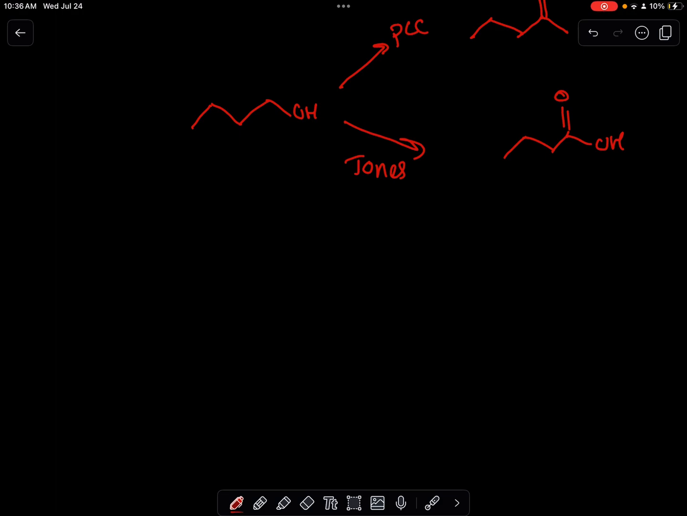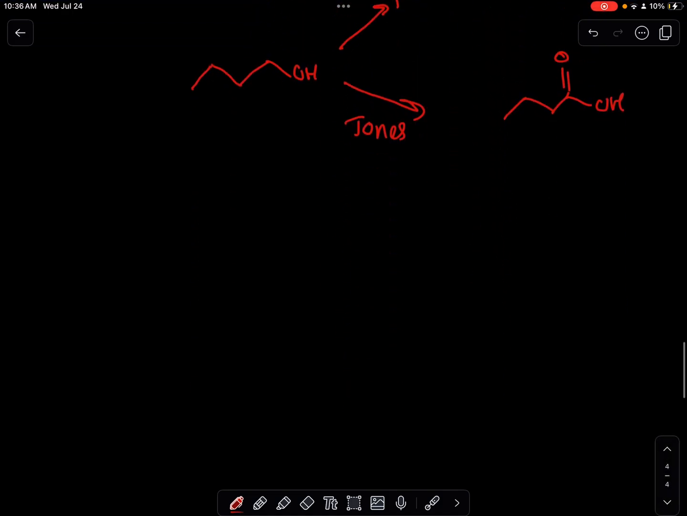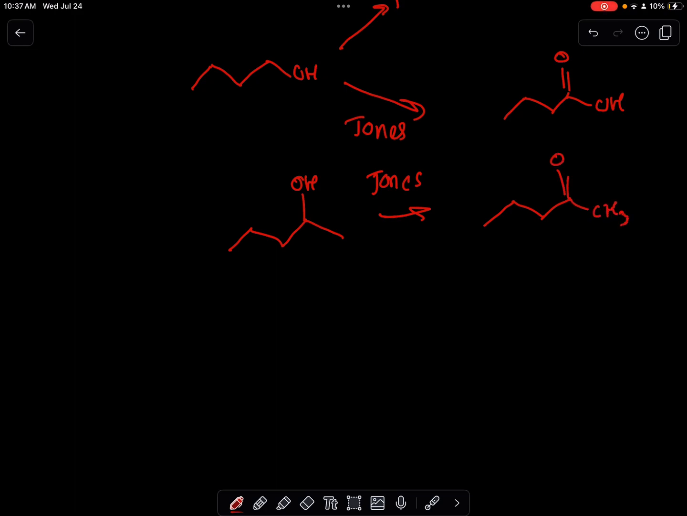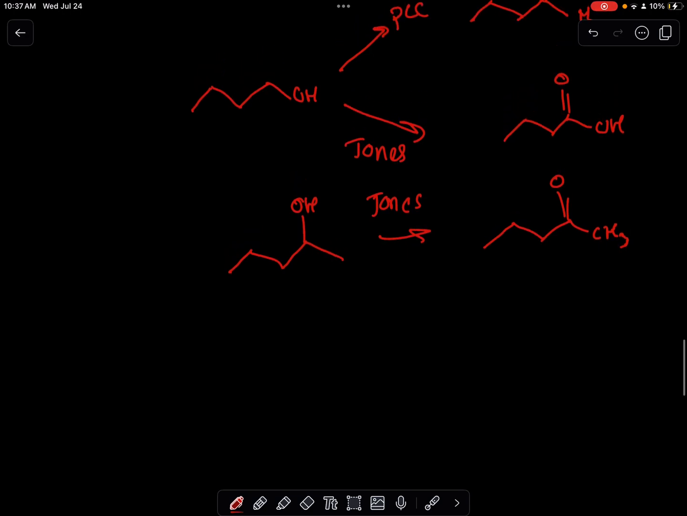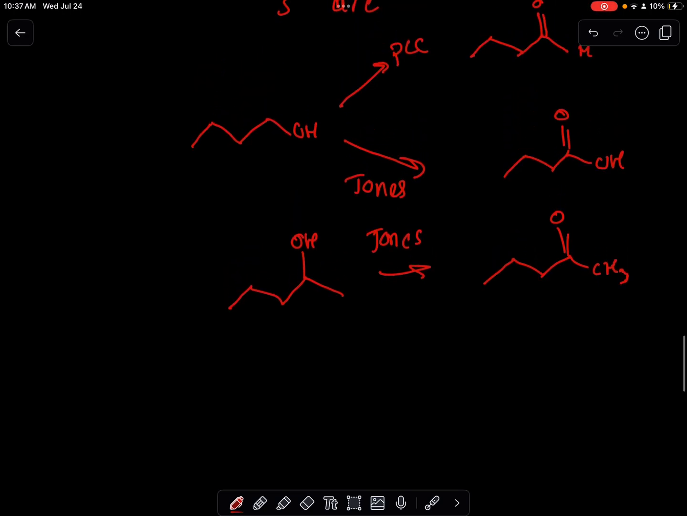Let's do a secondary alcohol. So, if we treat a secondary alcohol with Jones reagent, what do we get? You get a ketone. So that is how we can think about the oxidation of alcohols on the MCAT.